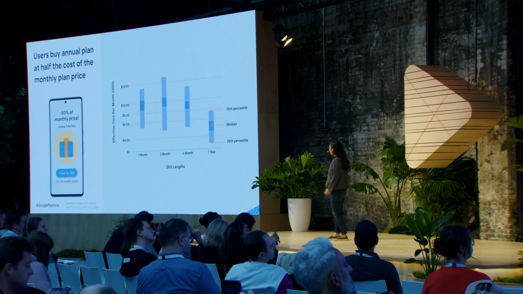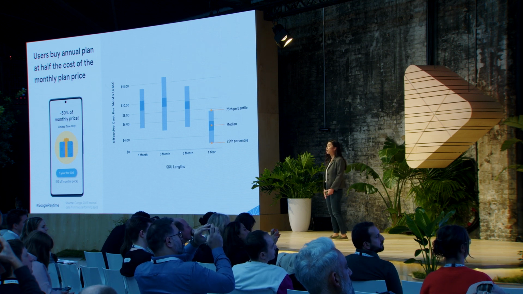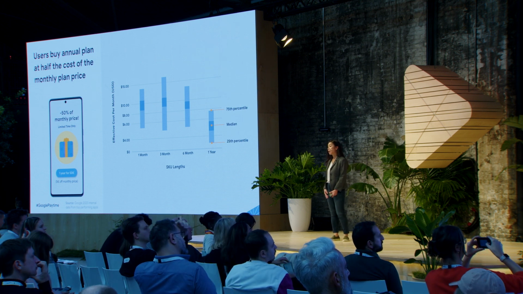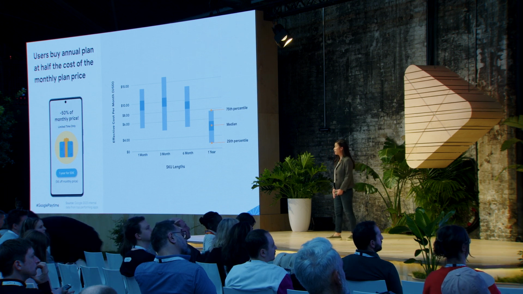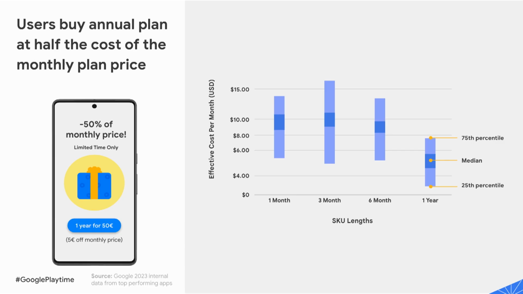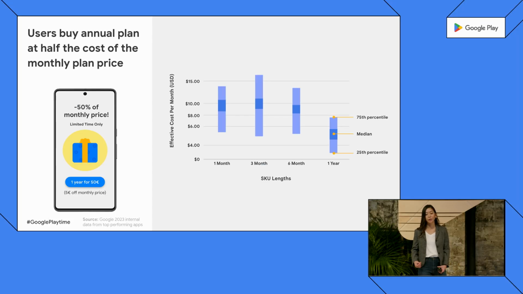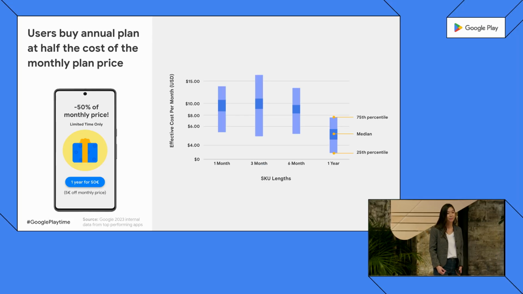This chart represents the 25th to 75th percentile of the median effective cost per month buyers are paying for each SKU length in top-performing apps. So as you can see here, the 3-month and the 6-month SKU effective cost per month users are paying are closer to the monthly SKU price. However, when comparing the annual plan, buyers are paying half the cost of the monthly SKU price. So if you're not already doing so, test discounting the annual SKU plan and advertise the deep savings from the monthly plan to incentivize users to commit to a longer plan length.